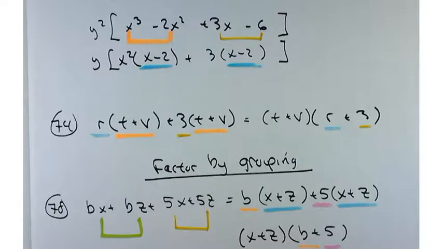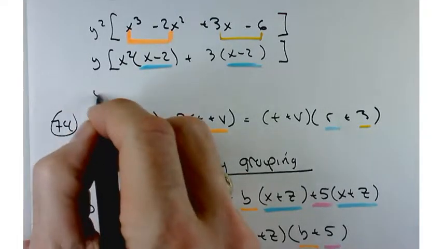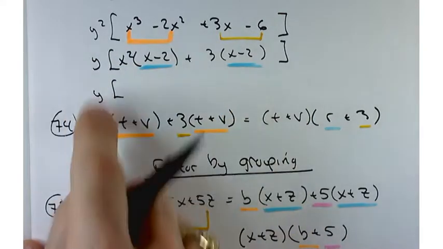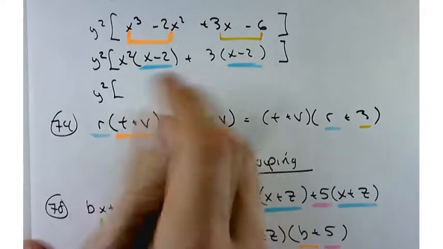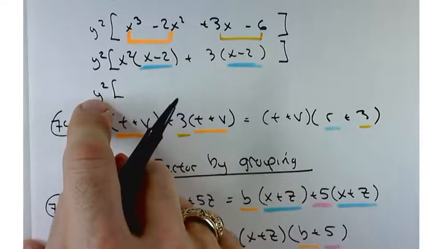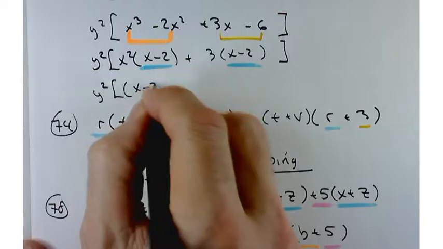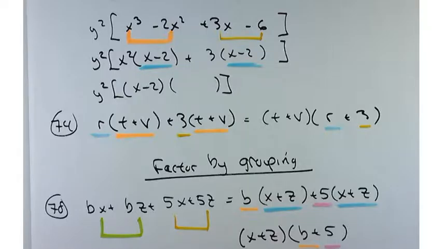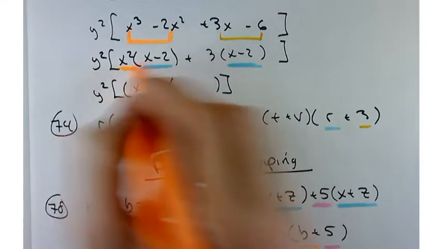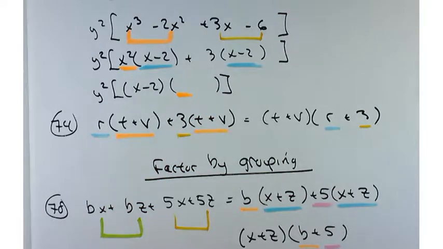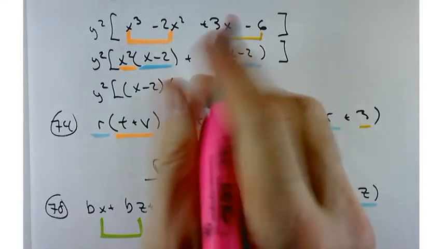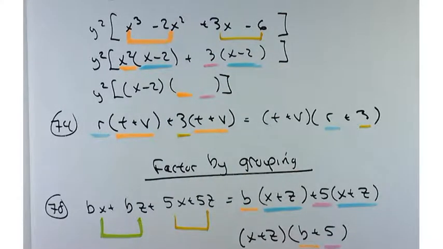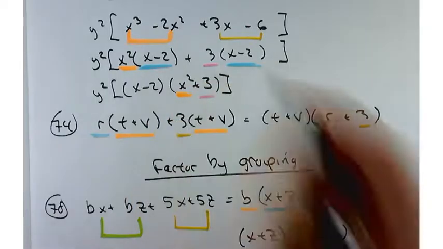These two terms match. So I'm going to keep this bracket here because I need my GCF. This should be a y squared. I need my GCF outside of the bracket. Inside the bracket, I have an x minus 2. What else do I have inside the bracket? X squared plus 3. So an x squared and then a plus 3. So x squared plus 3.